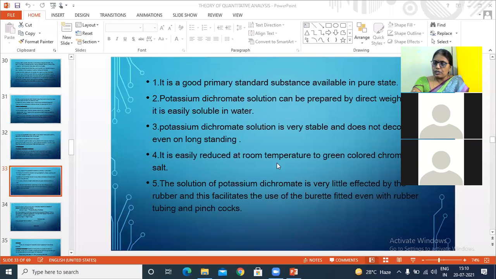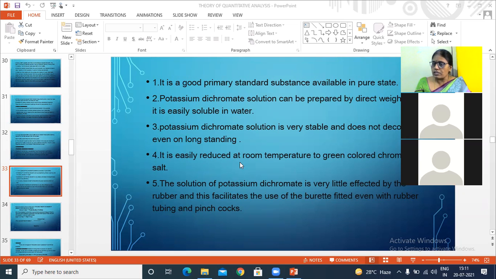It is easily reduced at room temperature to green colored chromium salts. When we titrate solutions of potassium dichromate against any reducing agent, it is easily converted, even at ordinary room temperature, into green colored chromium compounds. In potassium permanganate, for example, if you want to estimate oxalate salts, we have to heat the substance; only at a high temperature does the reaction take place between oxalate and potassium permanganate. For ferrous, it is not supposed to be heated; ordinary room temperature also works.